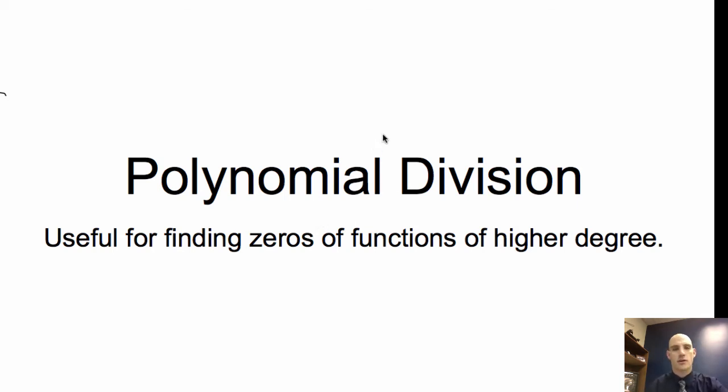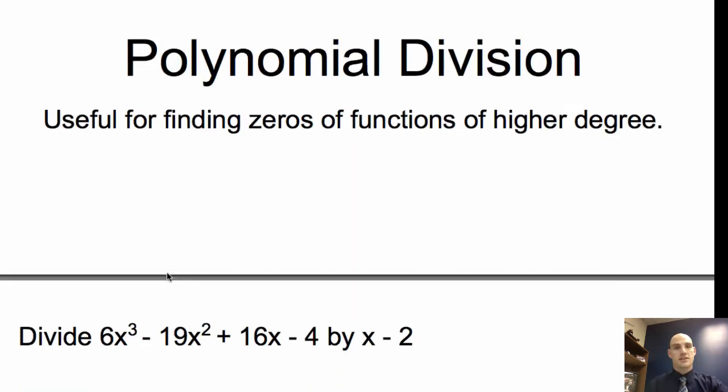This is section 3.3, and polynomial division is useful for finding zeros of functions of higher degree. By dividing, we're going to come up with a smaller polynomial so that it might be easier to factor, or we might pull out some factors that allow us to find zeros. So let's look at how we do it.